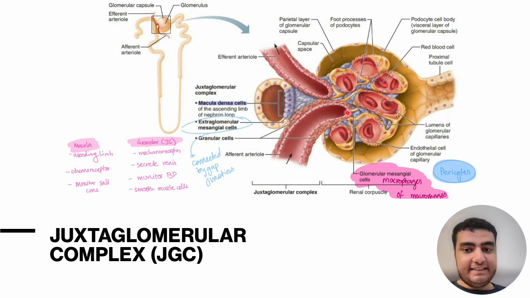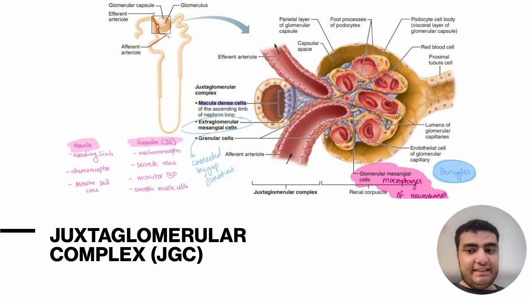And these macula densa cells of the ascending limb of the loop of Henle are in close contact with the afferent arterioles. What these macula densa cells do is basically they monitor the salt content in the distal convoluted tubule. So as the ascending limb continues as the distal convoluted tubule, these macula densa cells monitor the amount of NaCl entering these distal convoluted tubules. So they are considered chemoreceptors basically. And in terms of structure, they are tall and closely packed.